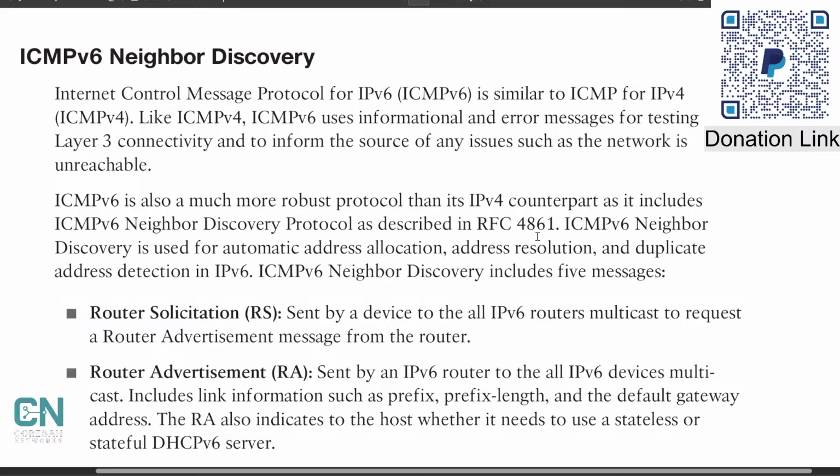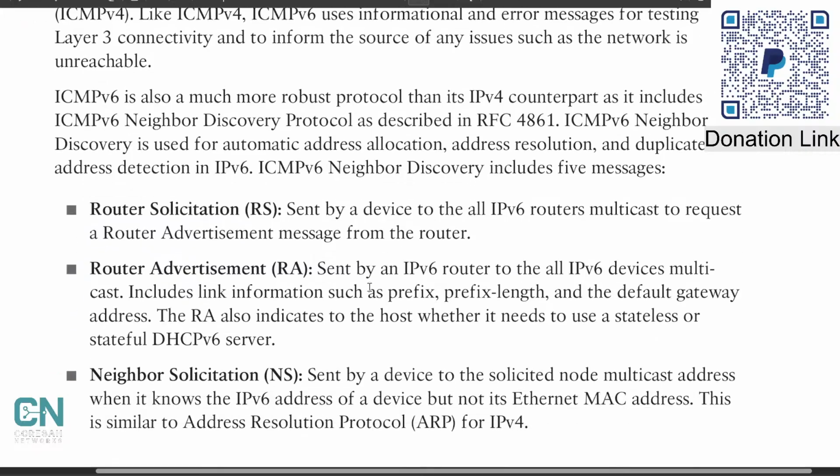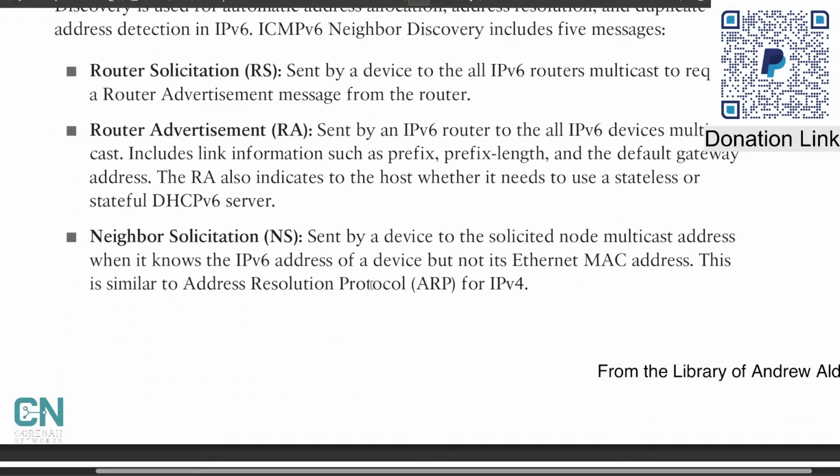ICMP version 6 neighbor discovery is used for automatic address allocation, address resolution, and duplicate address detection in IP version 6. ICMP version 6 neighbor discovery includes 5 messages. Router solicitations are sent by a device to the all IP version 6 routers multicast to request a router advertisement message from the router.